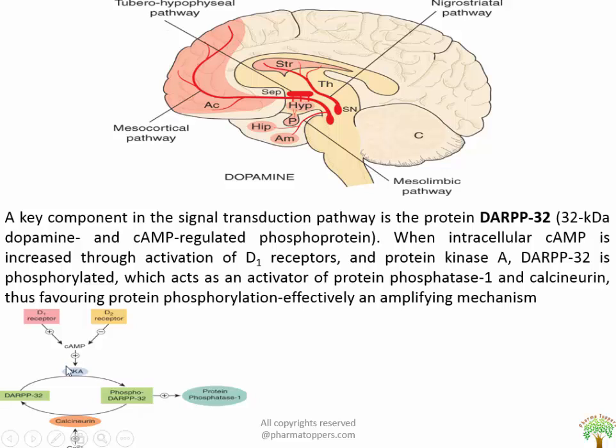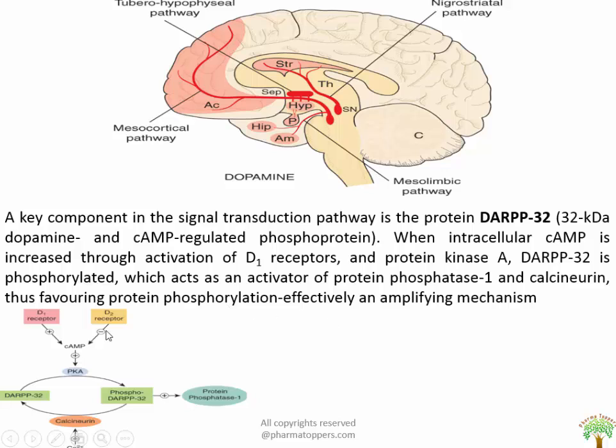Now coming to this chart or figure, which is most important in this case, because you see the protein, that is DARPP32, which is a 32 kilodalton dopamine and cAMP regulated phosphoprotein, which is important in the signal transduction pathway. The chart symbolizes that when the dopamine receptor is activated, that is D1, which is an excitatory receptor, activate the cAMP, and thereby PKA is activated, and as a result of which phosphorylation of the DARPP32 takes place, followed by the activation of protein phosphatase type 1, and thus display a role in the amplifying mechanism.